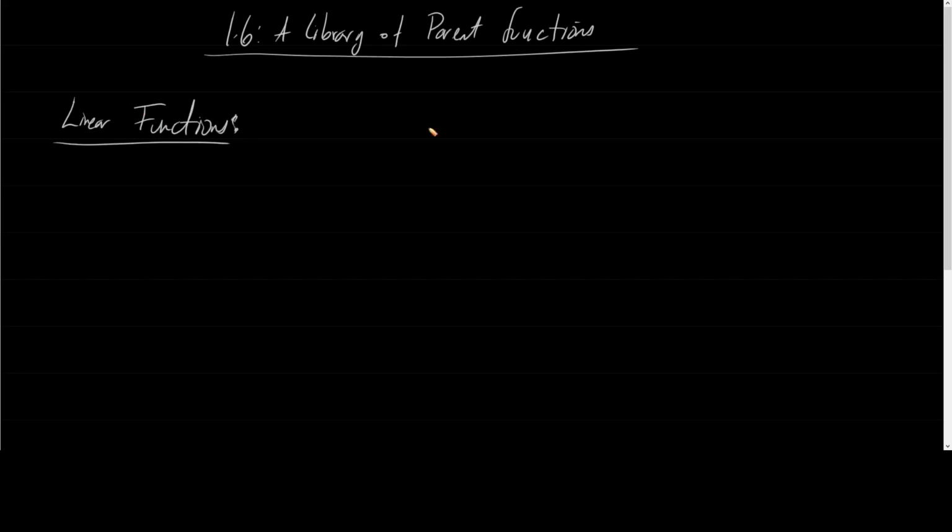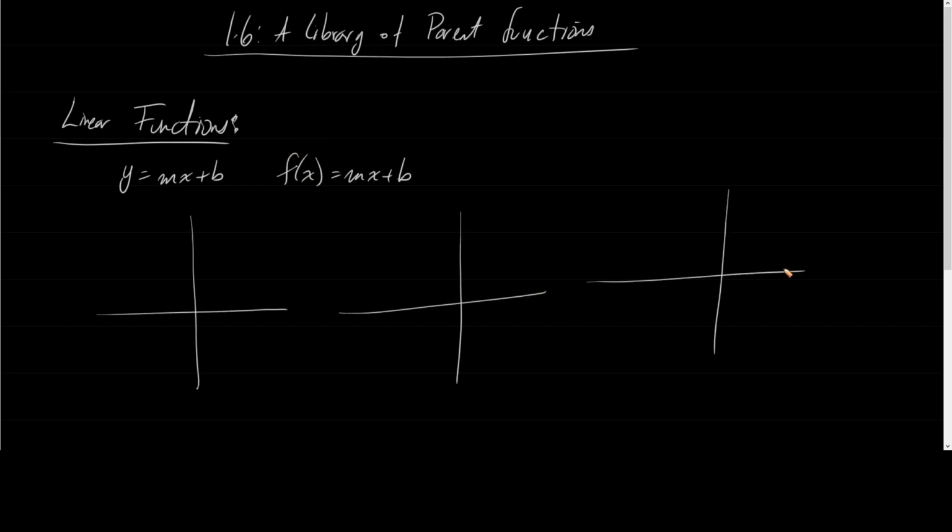Those are in the form y equals mx plus b. That's how you normally see them. We're going to call them f of x equals mx plus b, just so that we have it in terms of a function. There are three different ways that a linear function can look. You can have a line that looks something like this, or like that, or like that. These are the only ways that you can have a line be a function.